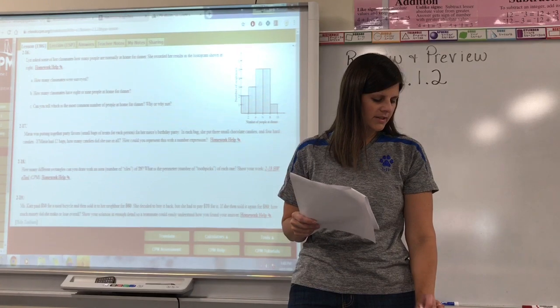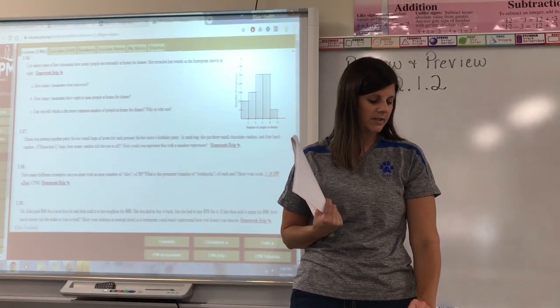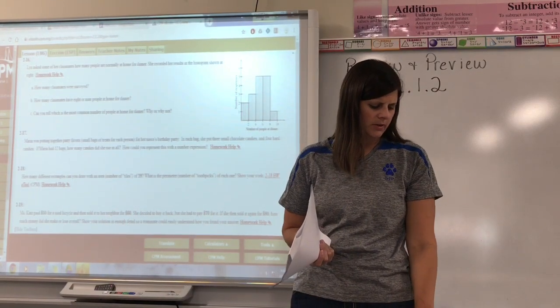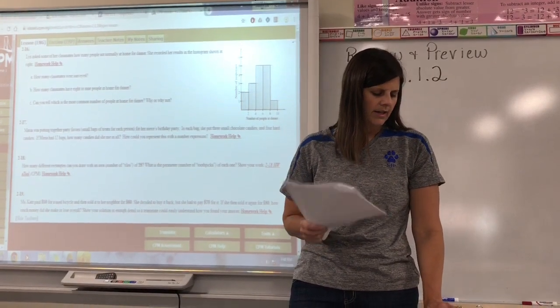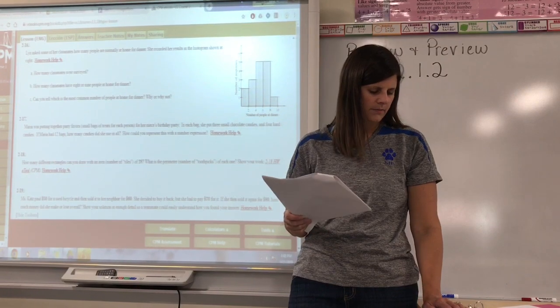For question 17, Maria is putting together party favors for her niece's birthday party, and it's talking about what she puts in each bag. She puts 3 small chocolate candies and 4 hard candies. If Maria had 12 bags, how many candies did she use in all?